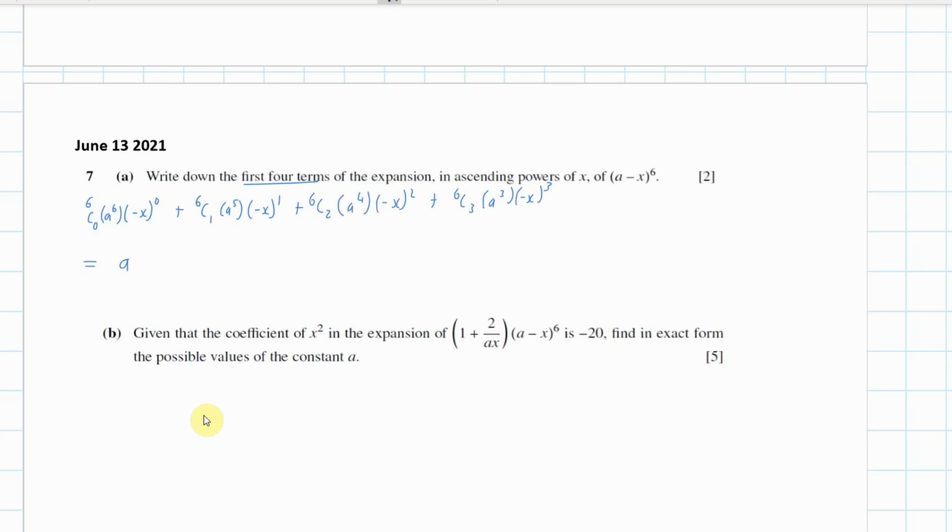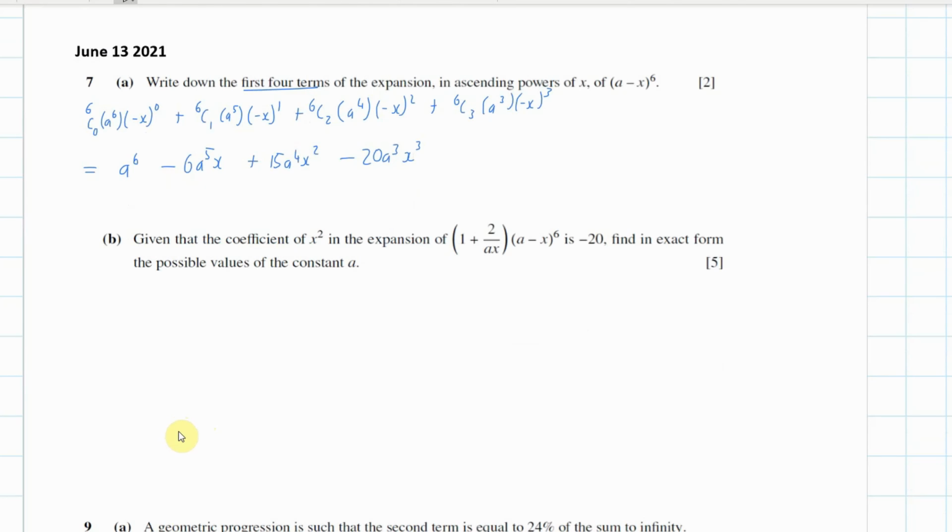The first one, of course, is a to the power of 6. The second one is minus 6a to the 5 x. The next one is going to be 15 a to the 4 x squared. And the last one is minus 20 a cubed x to the 3. Okay.